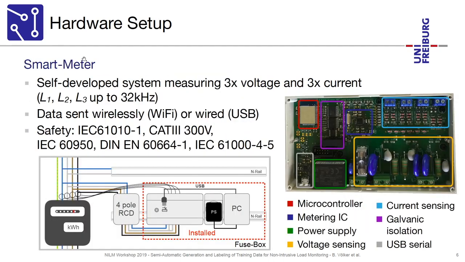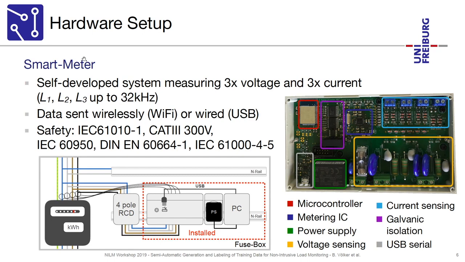To get smart meter data, so aggregated data of the complete home, we have developed our own measurement system here, which can measure 3 times current and 3 times voltage at up to 32 kilohertz. As you can see here, it can be installed in the fuse box pretty easily, and you can, for example, attach a PC next to it and get the sample data out over a wired interface, over USB, but you can also get the data out over a wireless interface, so we have Wi-Fi on board.